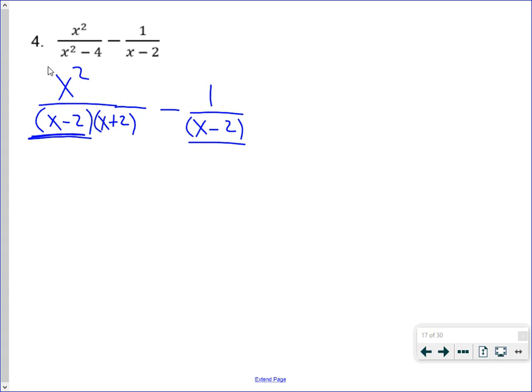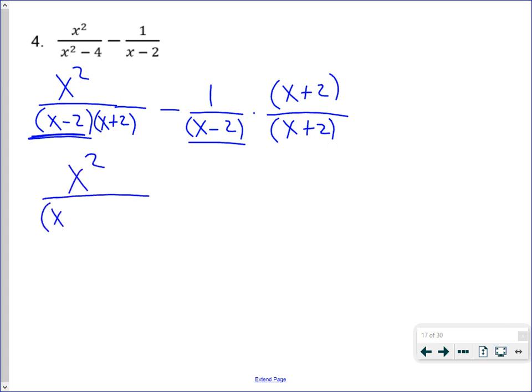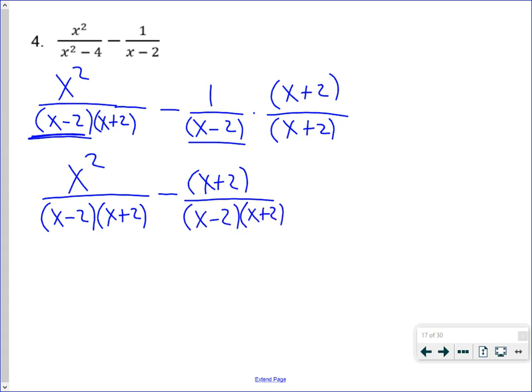It has everything that the first denominator has. But if we look at the second expression, it's missing the x plus 2 that the first denominator has. So if it's missing it, we need to add it, or rather multiply it, to make sure that it has that in the denominator. So if we rewrite our expressions now, the first one stayed the same, since it has everything that the second one has. And the second one becomes x plus 2 all over x minus 2 times x plus 2.